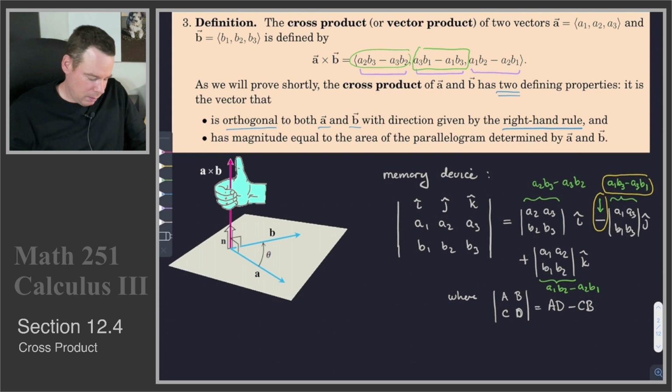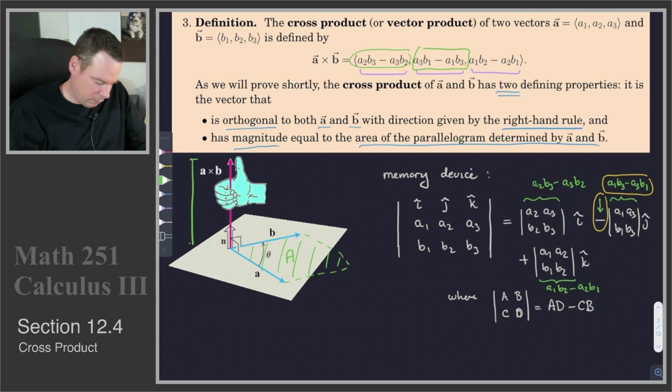The next bit is, how long is it? What's its magnitude? It turns out that the magnitude is equal to the area of the parallelogram determined by A and B. So in terms of our diagram here, we can sketch our parallelogram in. The area of this parallelogram, whatever that is, ends up being the length of this vector. That length of the cross product is precisely the area of the parallelogram.